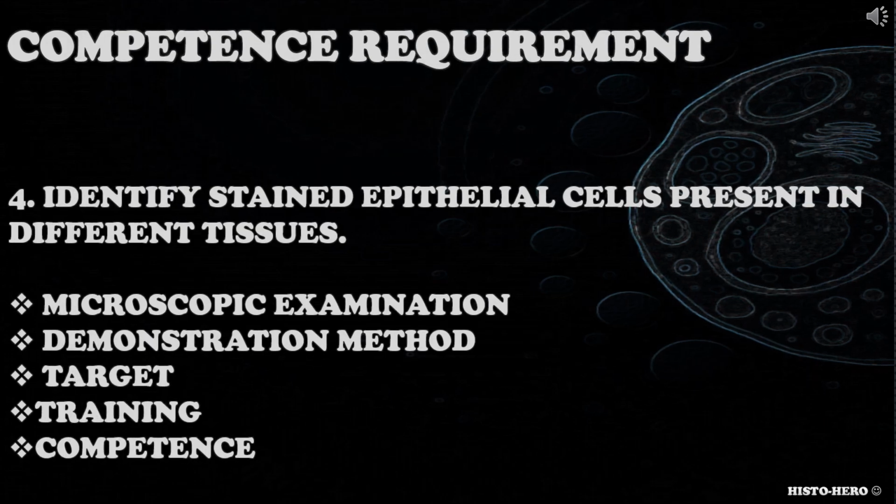The fourth competence requirement is for you to identify stained epithelial cells present in different tissues. How would you identify stained epithelial cells present in different tissues? Consider microscopic examination of stained slides, demonstration method used and the target epithelial marker and cells expressing this marker, your training and competence.